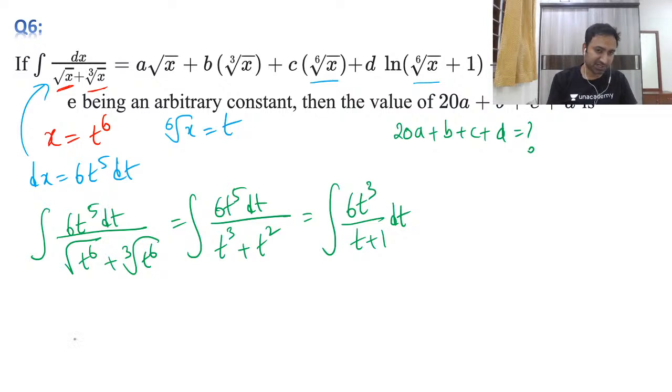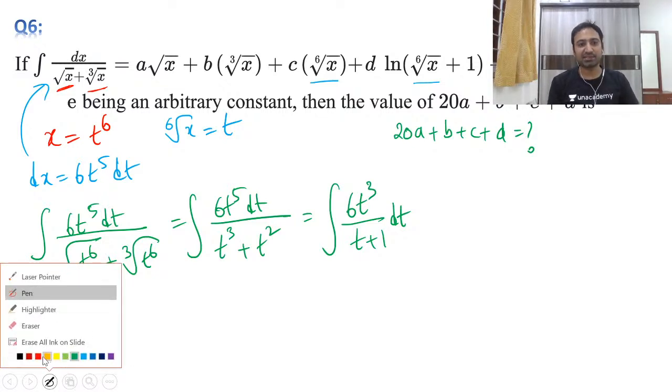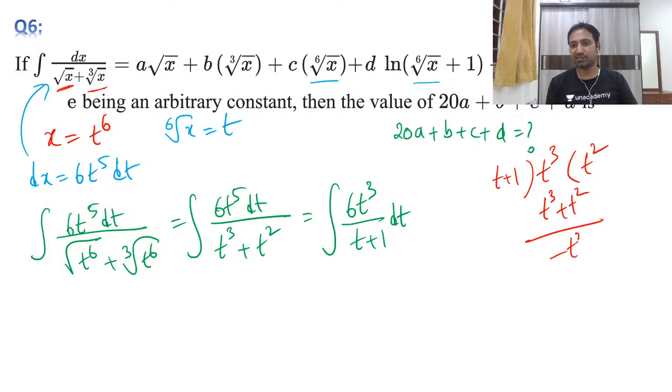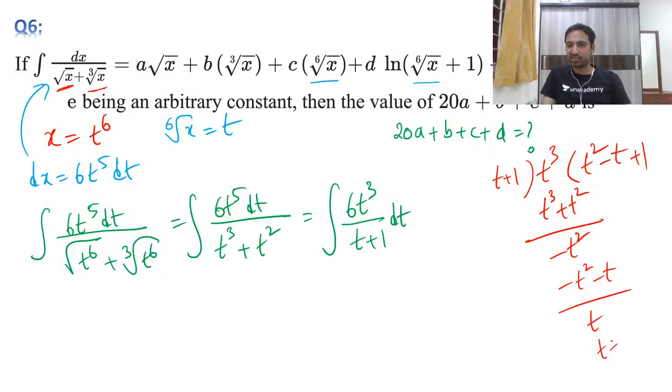Exactly, we should divide it, Abhishek. Correct. We should divide it, guys. If I divide t cube by t plus 1, what I get is t square, and t cube plus t square. Subtract, minus t square and here minus t. So there is minus t square minus t. When you subtract, we get t. And now plus 1, so if you multiply with plus 1, t plus 1. So the remainder is minus 1, guys.